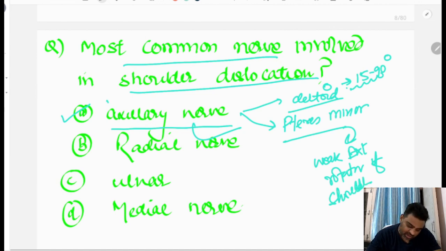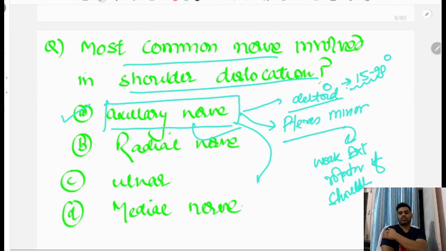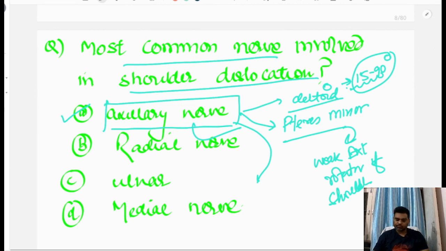In axillary nerve damage, it also takes sensory sensation from the deltoid area, like this area. So axillary nerve damage will have a problem of abduction from 15 to 90 degrees, plus there will be a problem in the external rotation of the shoulder. So this we have to understand.